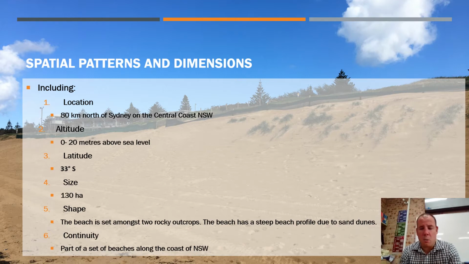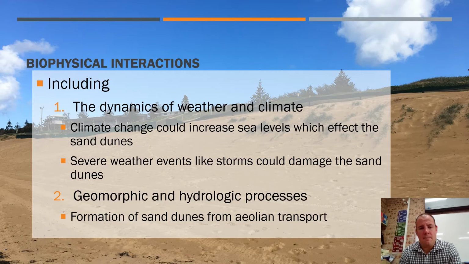So they're the spatial patterns and dimensions. Really important that you know those basics because it affects the function of the ecosystem. The biophysical interactions. So obviously weather and climate is really important. And this has come straight from the syllabus. So climate change, whether natural or human, would impact the sea levels, which could affect the sand dune formation and the transformation of sand dunes as well.